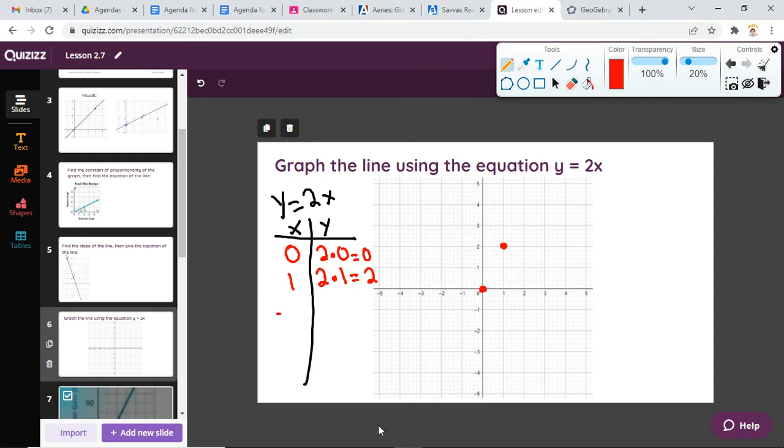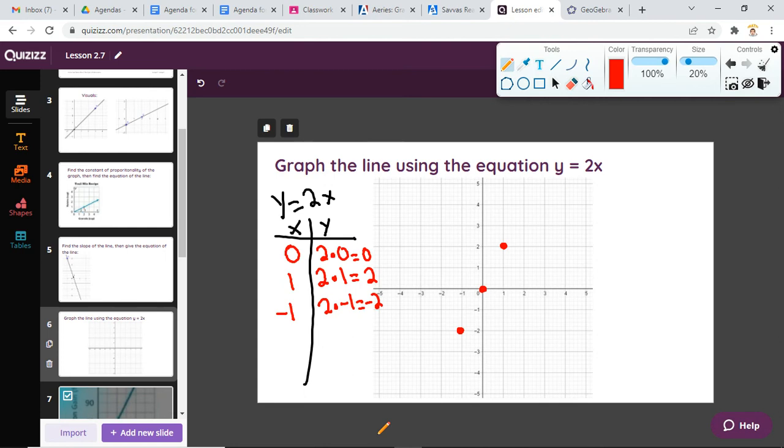Let's do another one here. How about -1? So when x is equal to -1, y is equal to 2 times -1, which would be equal to -2. So when x equals -1, y equals -2. So I'll go to our coordinate right here.